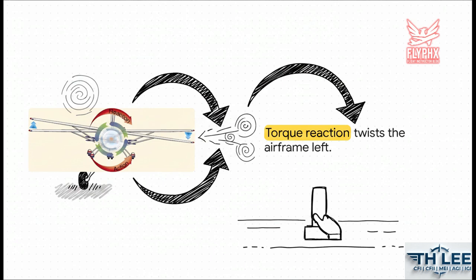On the ground during your takeoff roll, it presses the left main landing gear hard into the runway. That causes extra friction on the left tire, which tries to pivot the nose to the left. You absolutely must be stepping on that right rudder pedal to keep it straight.